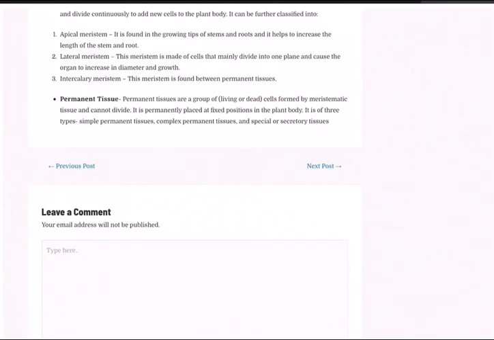Lateral meristem, lateral means side. This meristem is made up of cells that mainly divide in one plane and cause the organ to increase in diameter and growth. Intercalary meristem is found in between the permanent tissues. So this is how your external examiner will be asking you.